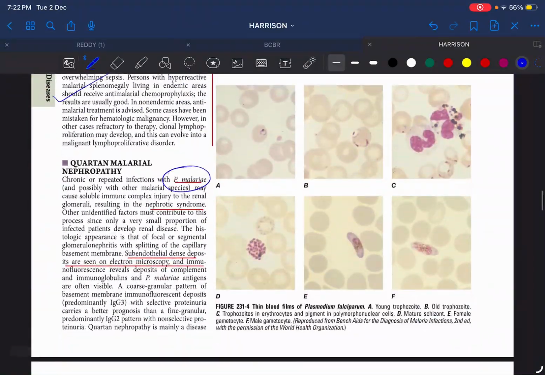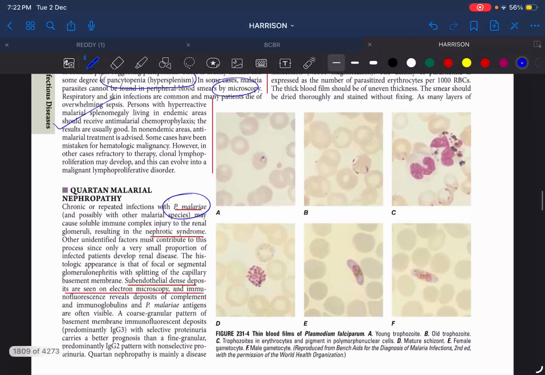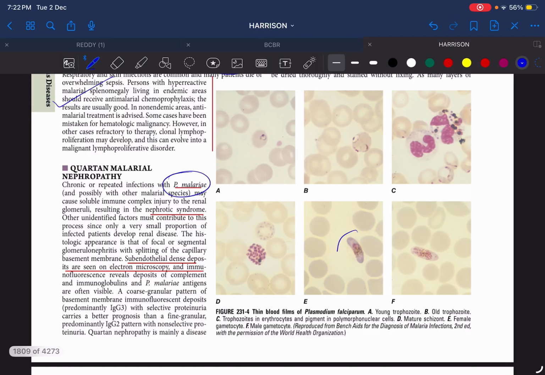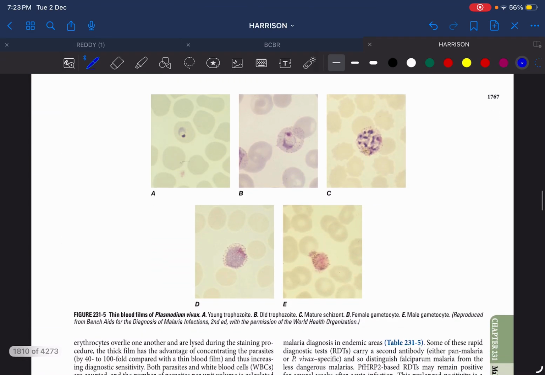Coming to the blood films of trophozoites, in that just remember one thing. This is the banana-shaped gametocyte of Plasmodium falciparum. Yes, this is very important. This is called the ring or accole form. And this is that of Plasmodium vivax.